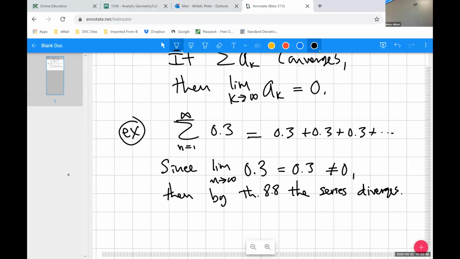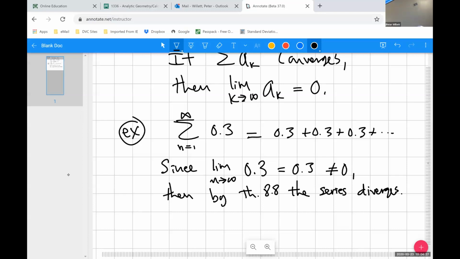So what this means is that what Theorem 8.8 does is it gives us a test to determine if a series diverges. If you pass the test, the series diverges. And the test is, does the limit of the terms go to 0? And if the limit of the terms does not go to 0, we can safely conclude, as in this case, that the series diverges.